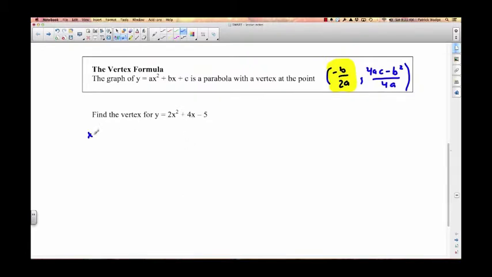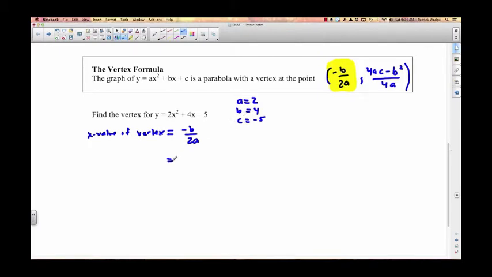So I'm going to write down x value of vertex. You don't need to write this down, but just so you're clear what I'm talking about, that's what I'm finding right now. The x value of the vertex equals negative b over 2a. So all I have to do is figure out what's a and b and c in this question. Well, the a value is 2, the b value is 4, and the c value is negative 5. Again, you don't need to write that down, but I'll just do it so you understand what I'm doing here.